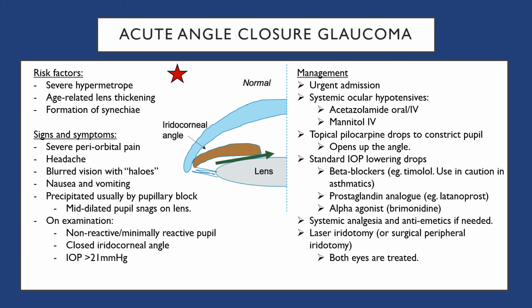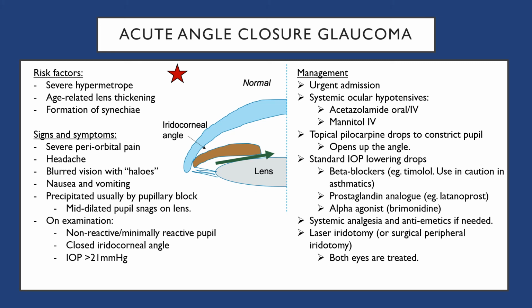So typical signs and symptoms that a patient might come into you with will be having severe periorbital pain, having a headache, reporting blurred vision with classically halos in their vision, and being systemically unwell with nausea and vomiting.